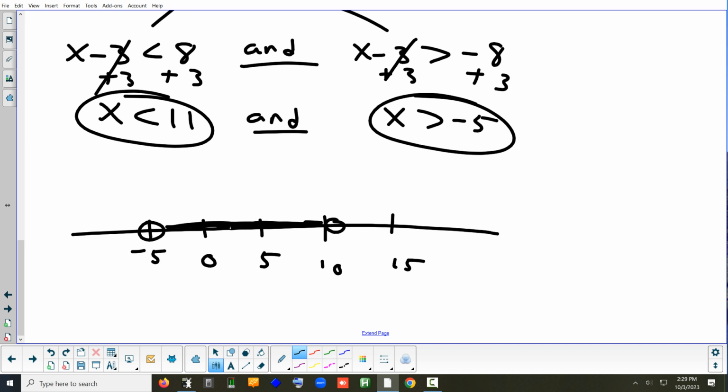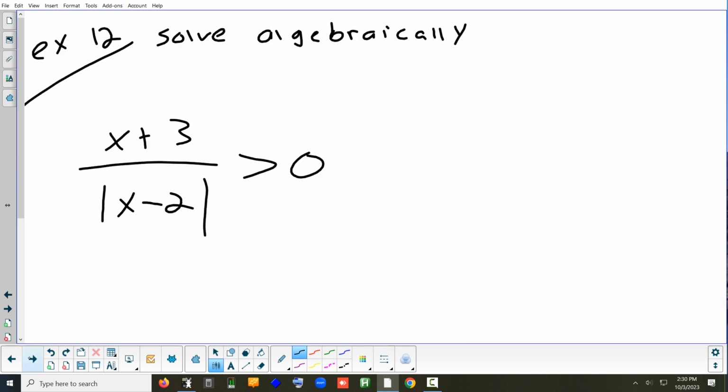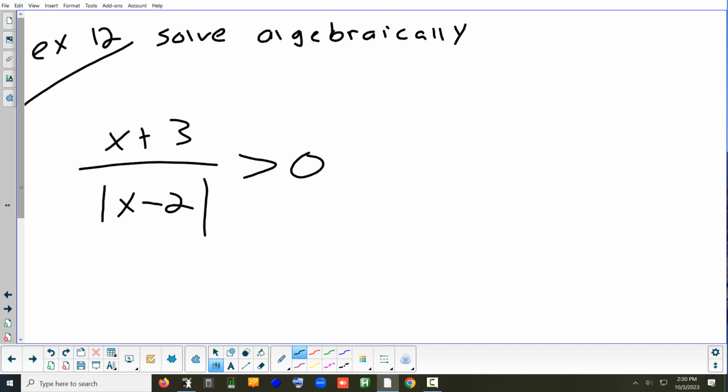Any questions on that? I'm going to skip that one. That's just a greater than problem. And yeah, let's finish up with this one. So this is a solve. And it says x plus 3 divided by x minus 2 is greater than 0.